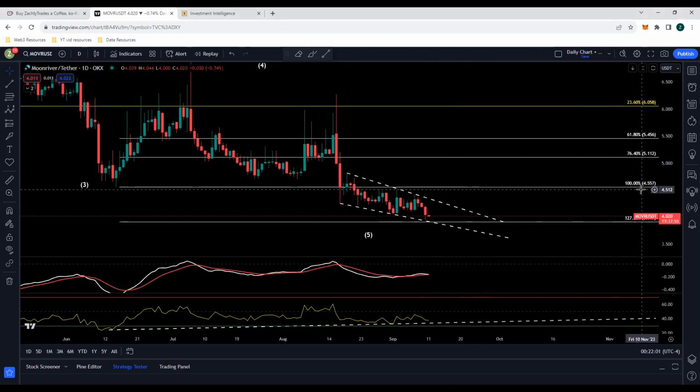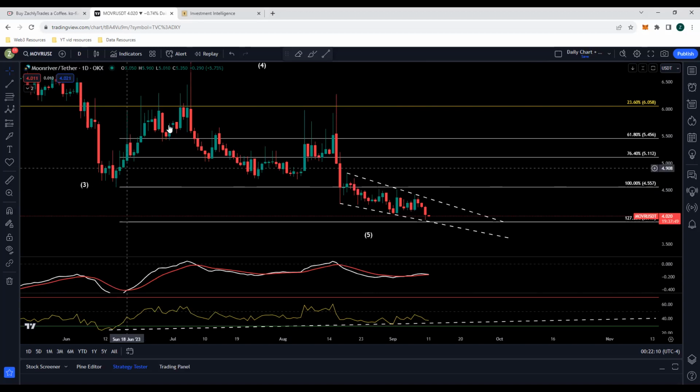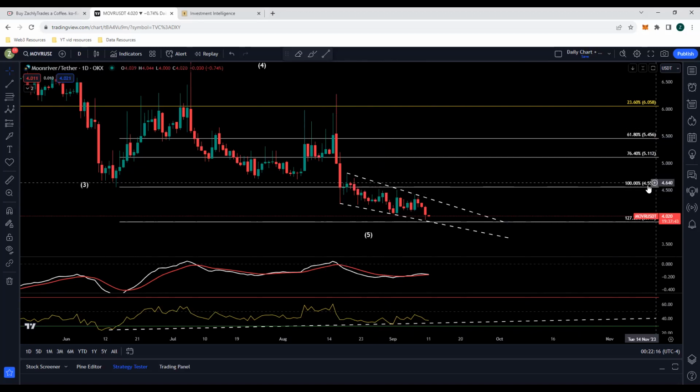Now to the upside, 4.557, that was our target here basically for this wave 3. You can see that that area turned to a little bit of support, and then we tried to use it as support here. Ultimately, we could not. We flipped it to resistance. So 4.557 is going to be a big level to the upside.